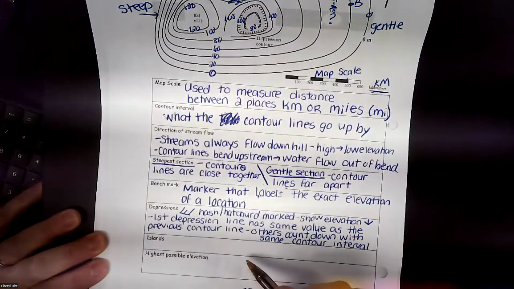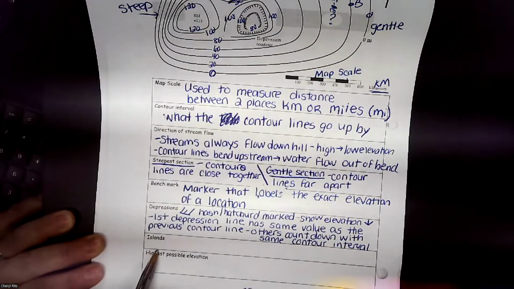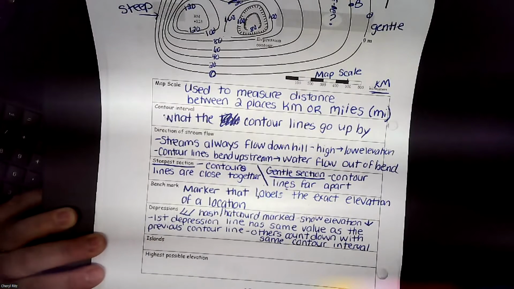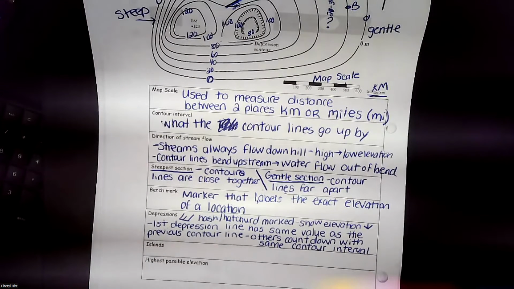Looks like we still had to. Oh, we got days worth of contour map stuff. All right, so we did everything but islands and highest possible elevation yesterday. So let's knock those two out of here so we can finish up. So guys, what's an island?